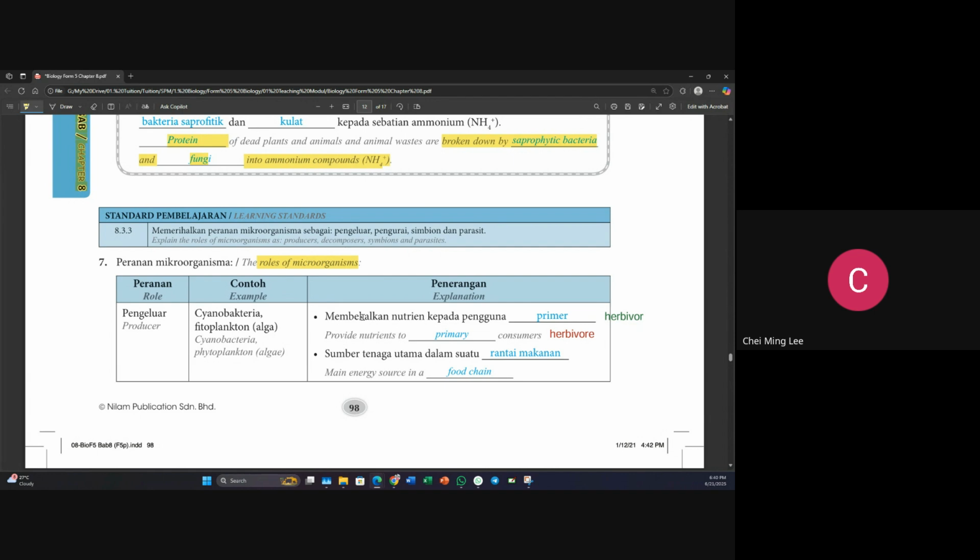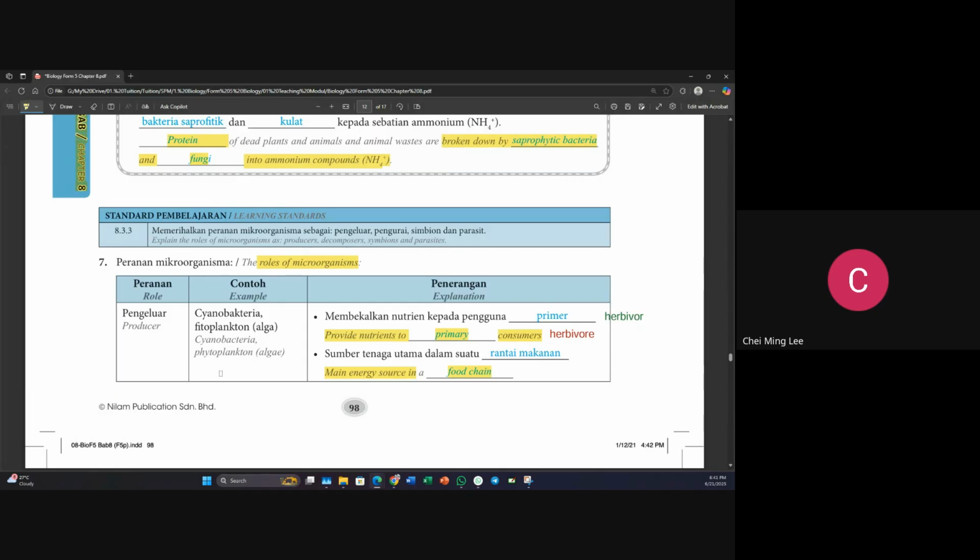So what are their functions? Why are they important? First thing first, they provide nutrients to primary consumers, which are the herbivores, and they are the main energy source in the food chain.